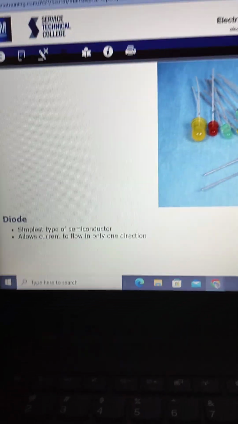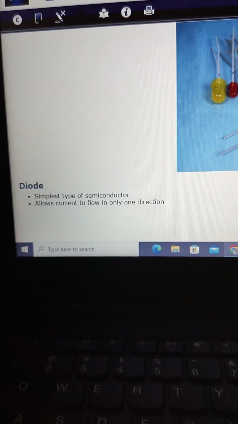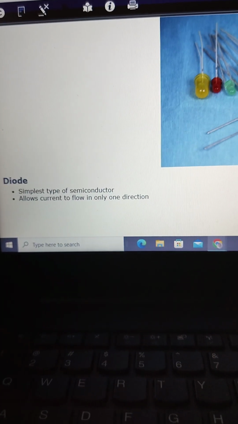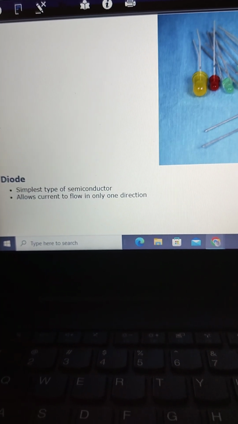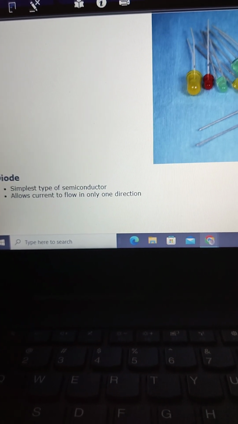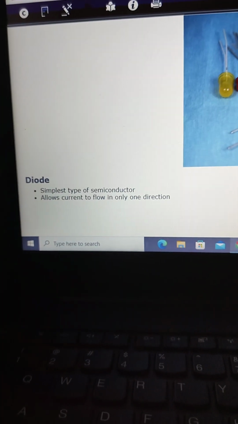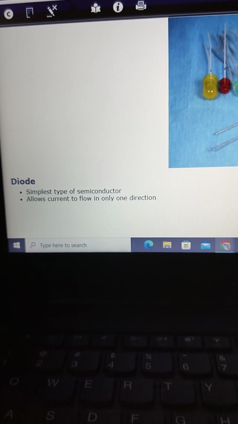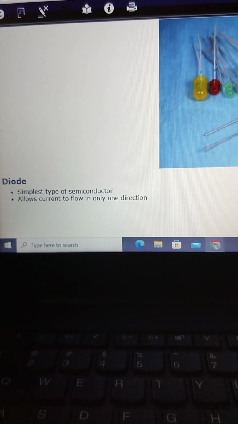A diode is the simplest kind of semiconductor. They are devices with low resistance to current in one direction and high resistance to current in the other direction. In other words, diodes allow current flow in one direction and block it in the other direction.